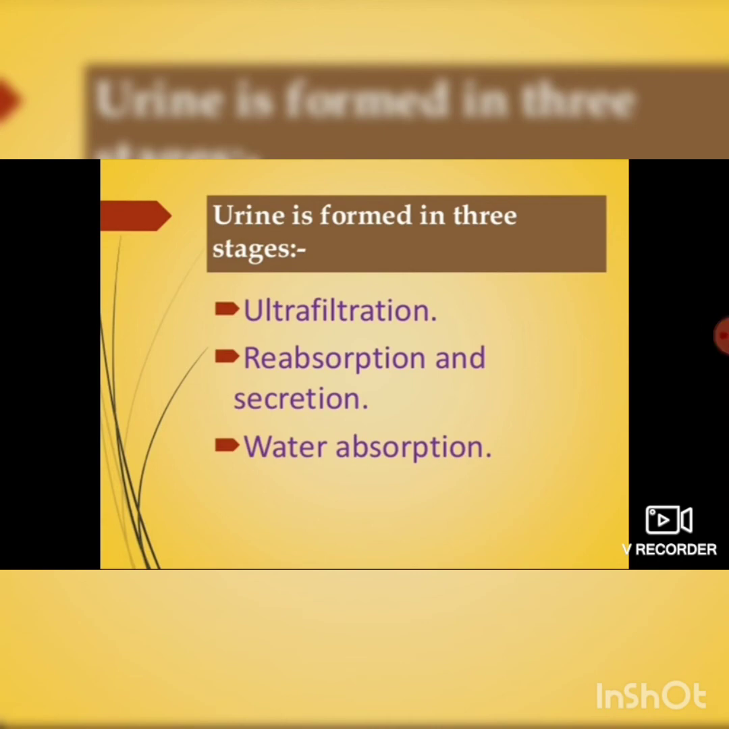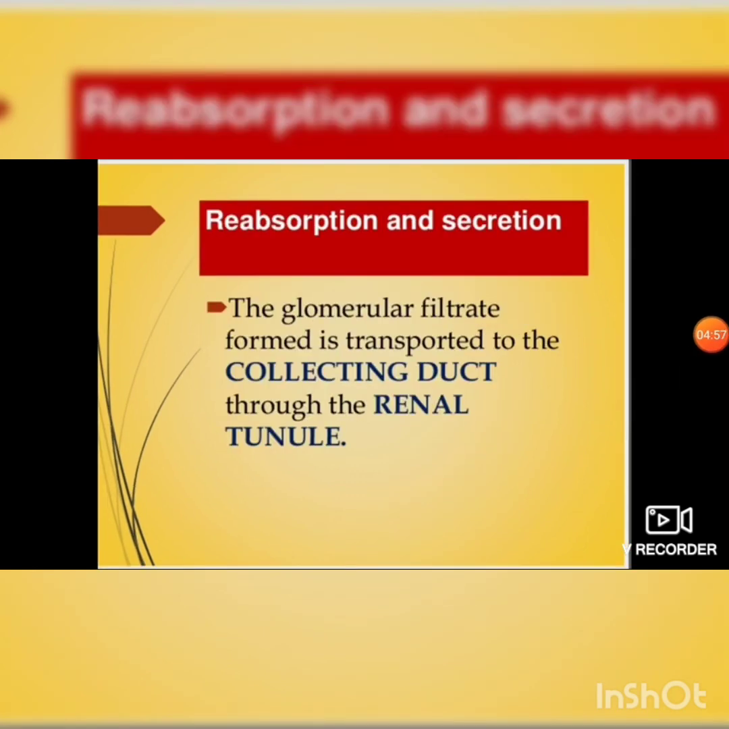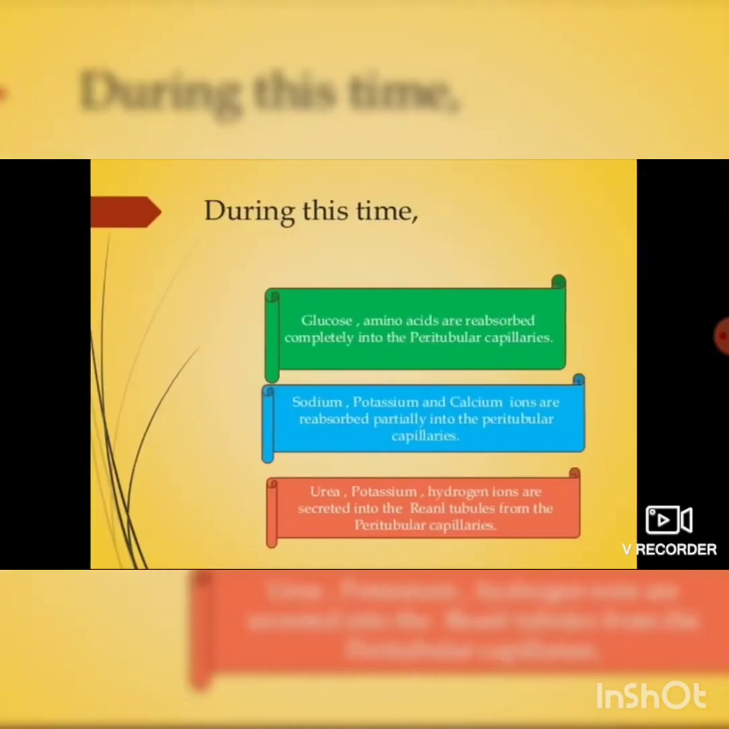Urine is formed in three stages: ultrafiltration, reabsorption and secretion, and water absorption. So what is ultrafiltration? In this step, the blood undergoes filtration through the pores of the glomerulus in the Bowman capsule, and the size of the efferent vessel is less than that of the afferent vessel. Now reabsorption and secretion, where the glomerular filtrate formed is transported through the renal tubule to the collecting duct. During this time, glucose and amino acids are reabsorbed completely into the peritubular capillaries, and some ions like sodium, potassium, and calcium are also reabsorbed, while urea, potassium, and hydrogen ions are secreted in the renal tubules.